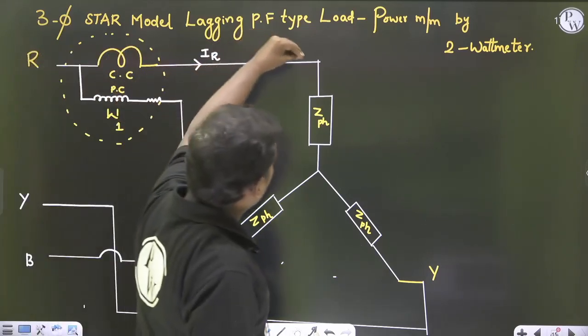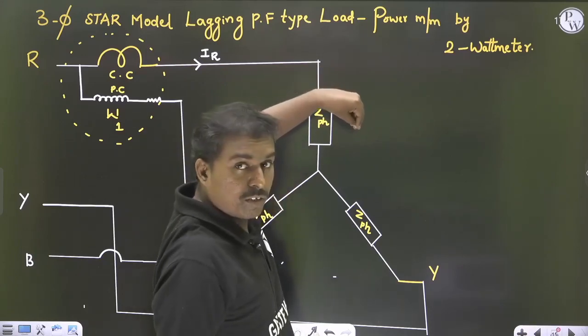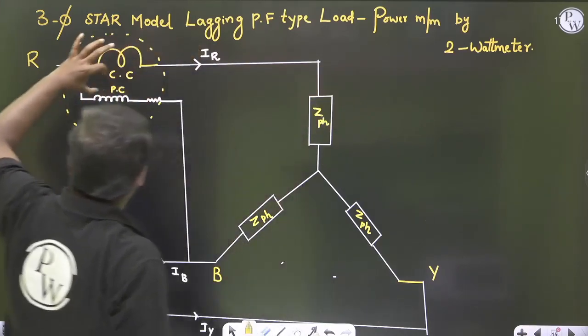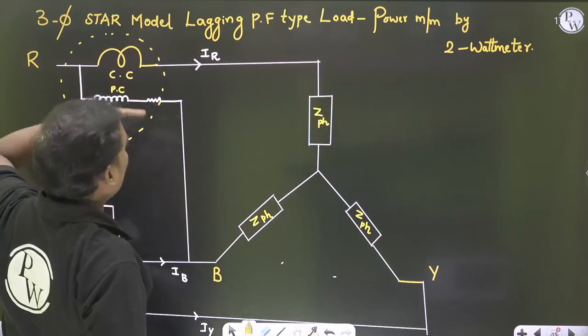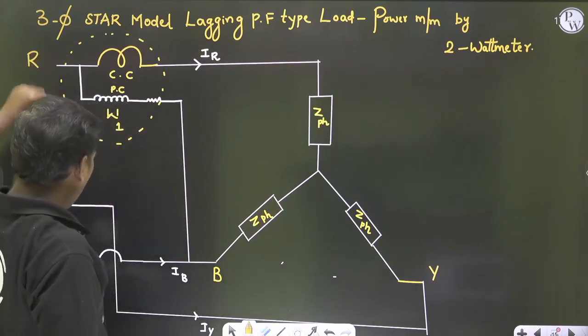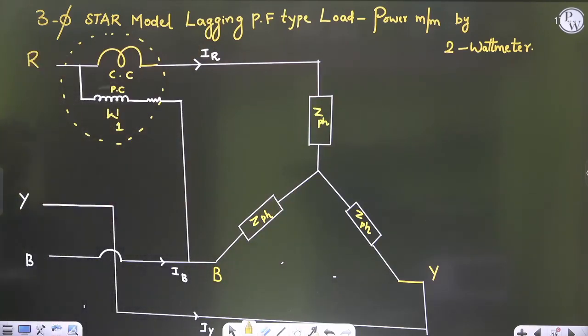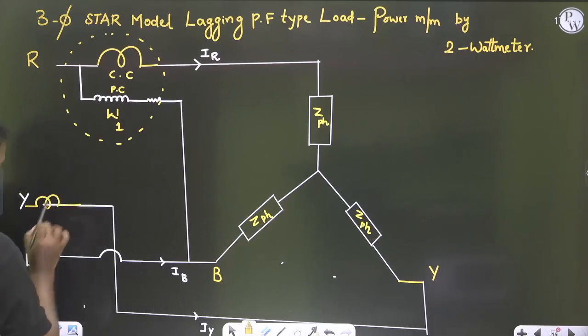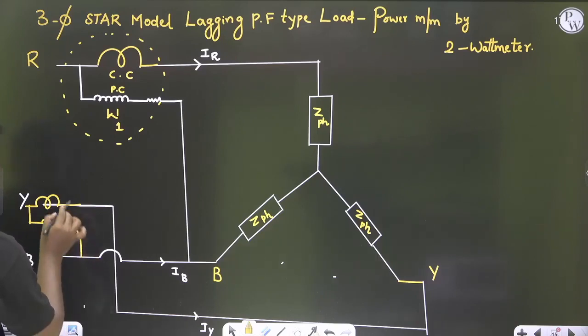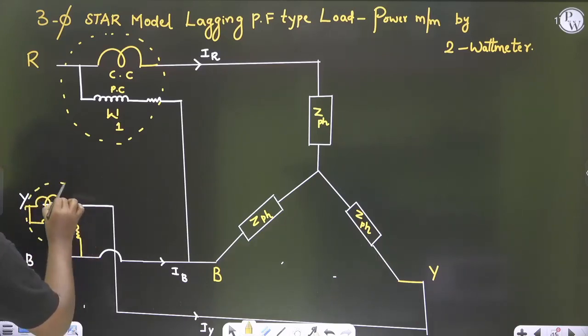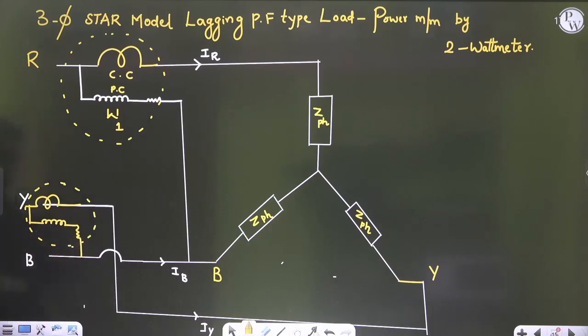Current coil is going to this impedance, and the potential coil is connected here, so that I am getting one phase. What is that phase? Between R and B. And the second one, I am going to connect between Y and B. So this is my current coil, and this is our potential coil, Y and B.